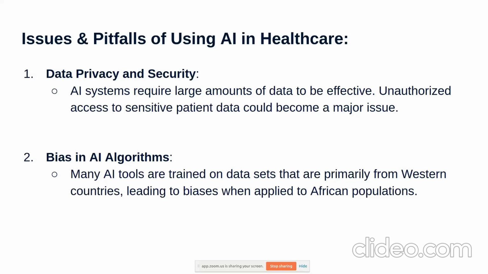Also, there are biases in algorithms, which is normal because people training these models are mostly from America and Europe and others, and they are using their data. So sometimes their data may be biased towards them compared to African populations.